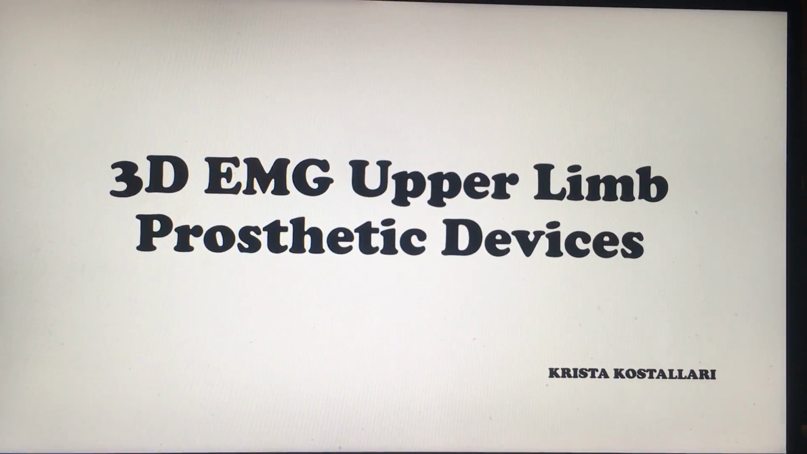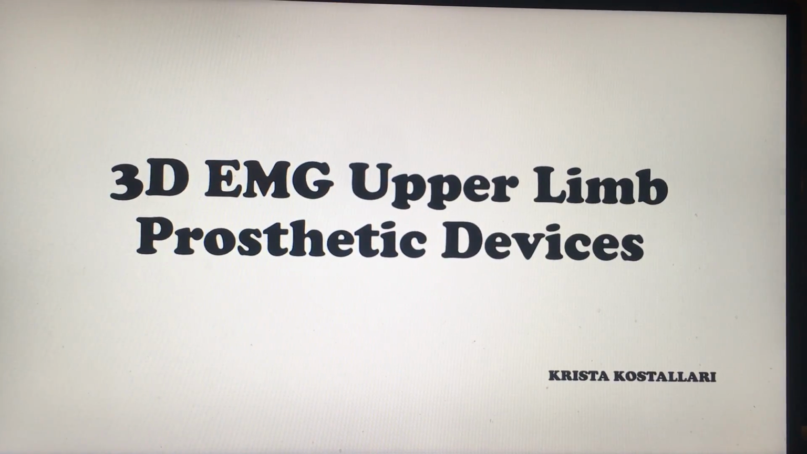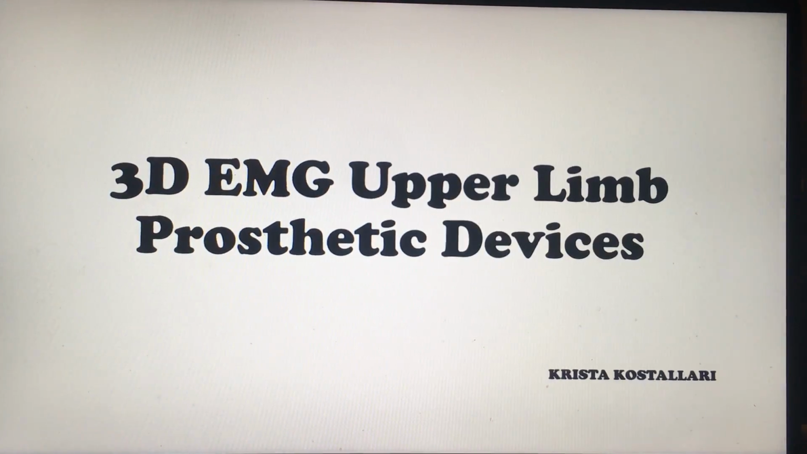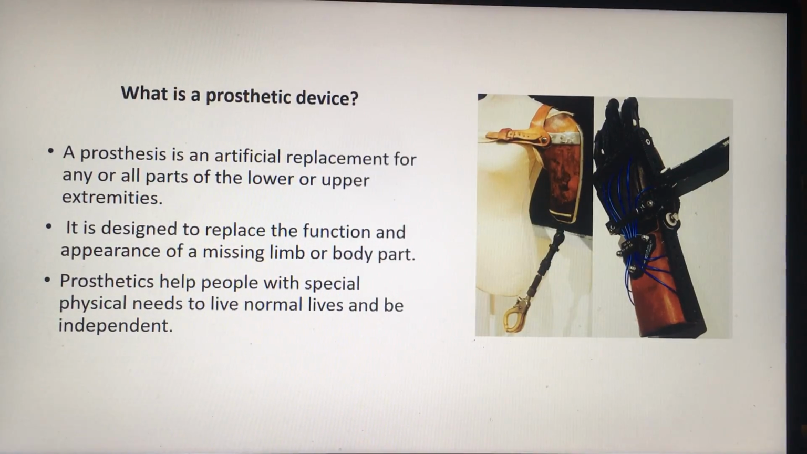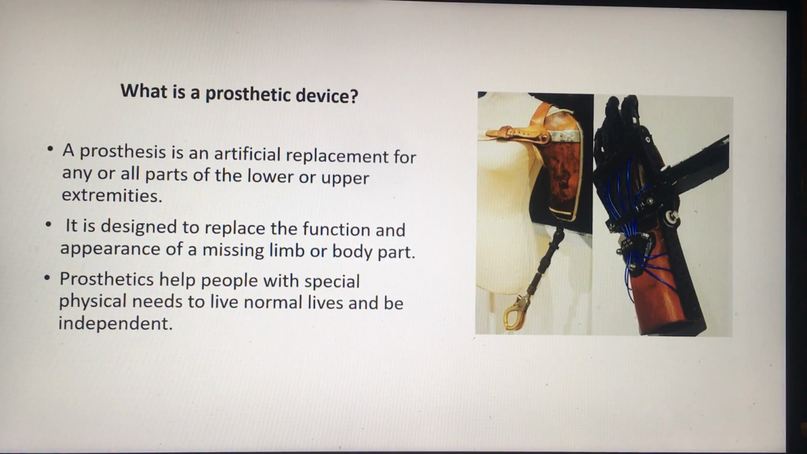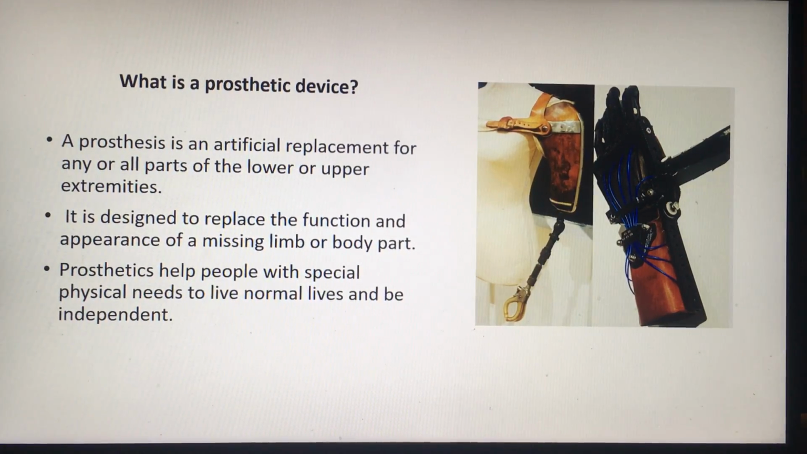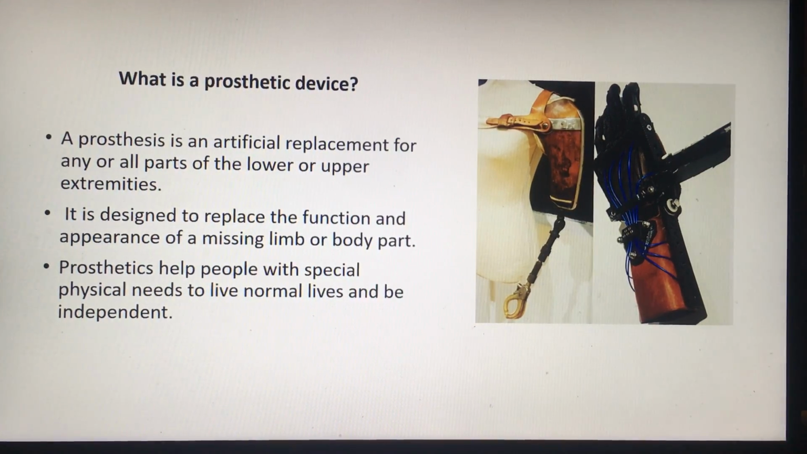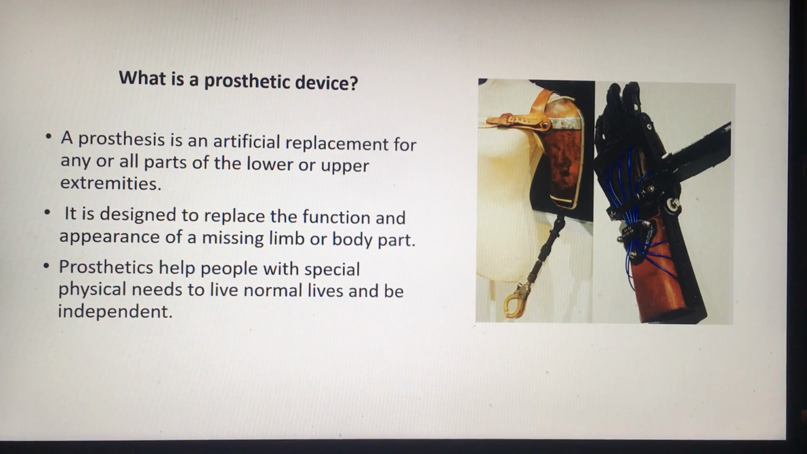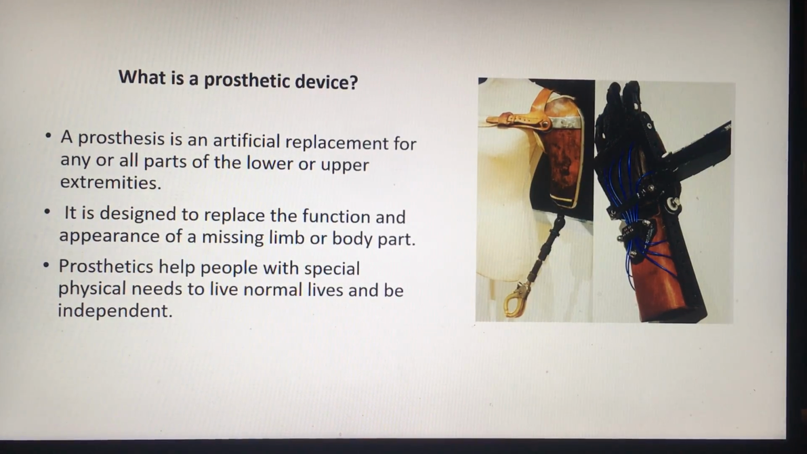My project is about 3D EMG upper limb prosthetic devices. But what is a prosthetic device? A prosthetic is an artificial medical device that replaces lower and upper parts of the body. It gives people with special physical needs the ability to walk, to move, to be flexible, and also to live normal lives and be independent.